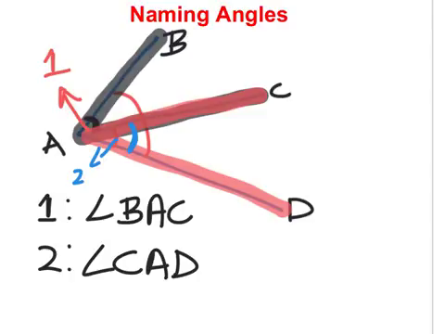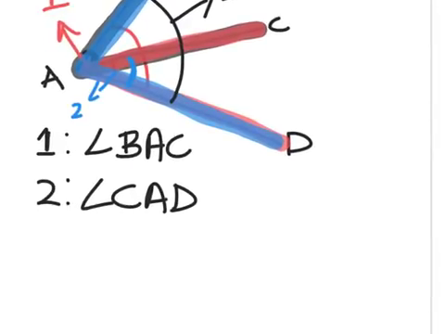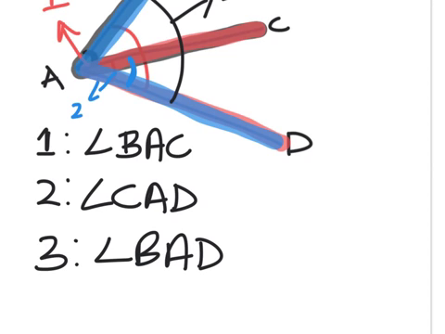And then finally, if I look at the big angle overall, which starts like this, goes from there to there, right? That angle there, we'll call it angle 3. That angle starts from B, goes to A and to D. So that angle is B, A, D.